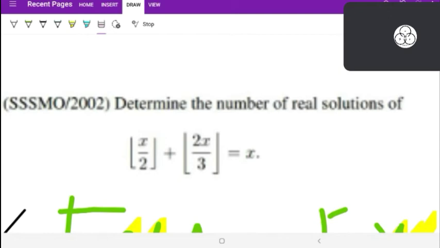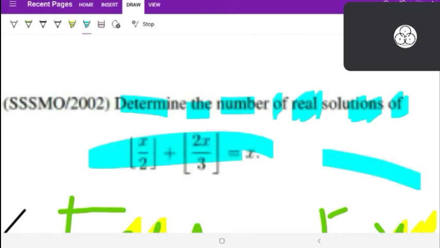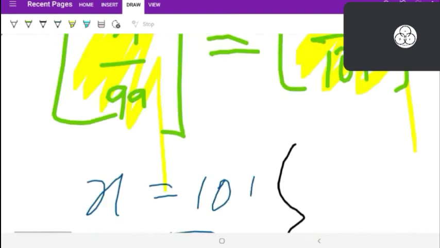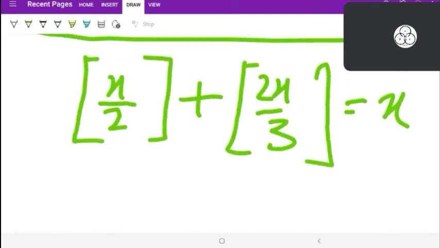Determine the number of real solutions of box x by 2 plus box 2x by 3 equal to x. Let's solve this. This question is yet another beautiful question from number theory.